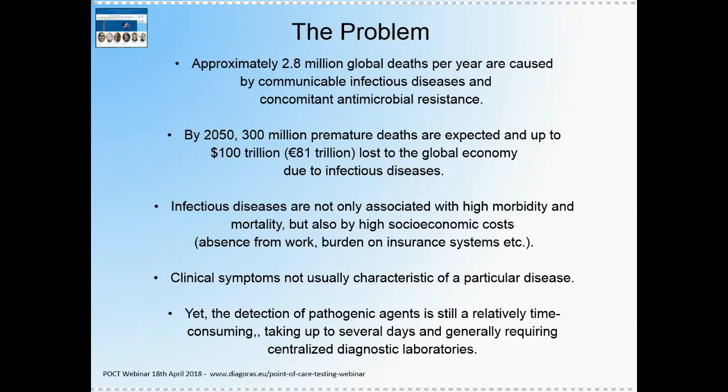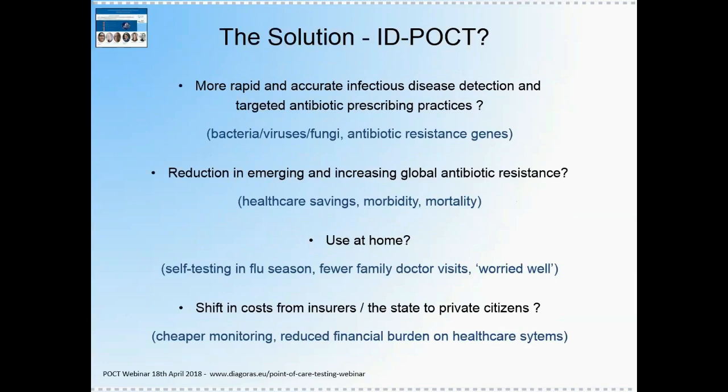Clinical symptoms are not usually characteristic for a particular disease, so that means we really have to have some kind of infectious disease testing in order to identify the pathogenic agent and also possible antibiotic resistances. Yet the detection of pathogenic agents is still a relatively time-consuming process, taking up to several days and generally requiring centralized diagnostic laboratories. So what can an ID-POCT offer to solve these problems?